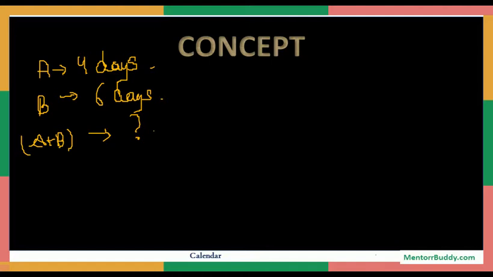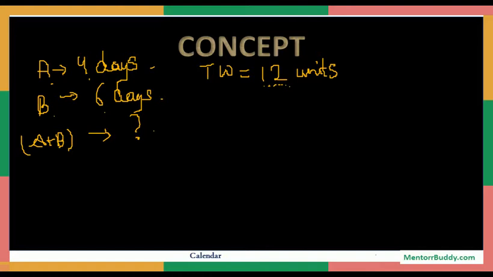Now, in order to solve this question, we are going to proceed with the simplest approach. I'll consider the total work to be 12 units. This is the total work done by A and B. Another question arises: why did I consider the value to be 12 units? Because 12 is perfectly divisible by both 4 and 6. Basically, the LCM of 4 and 6 is 12.